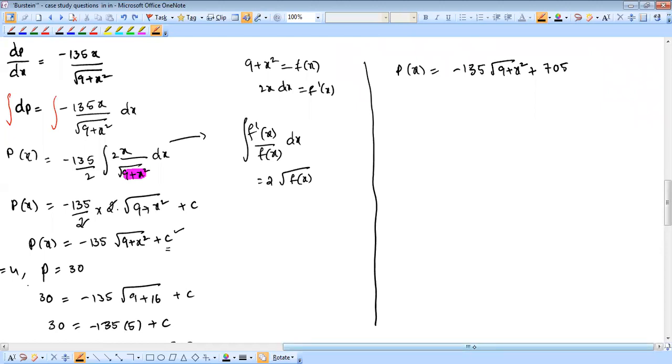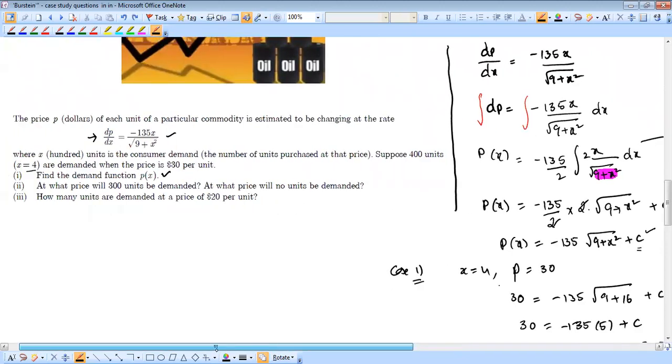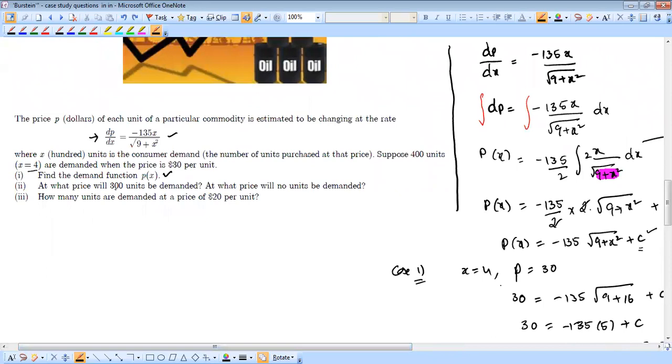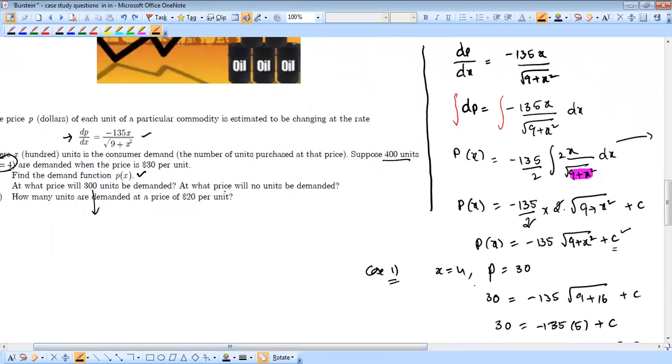Now coming to the second question. At what price will 300 units be demanded? See, at 400 units we took x value as 4, and for 300 units we have to take x value of 3. And at what price will no units be demanded? So there are two questions: one for 300 units, one for no units.